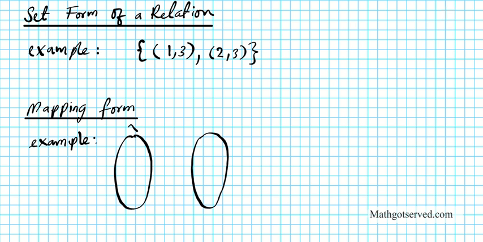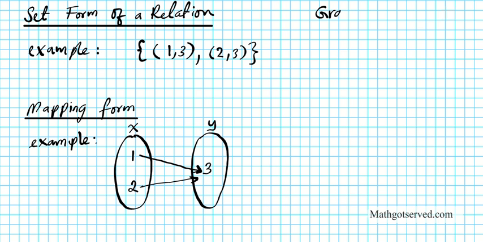So this would be the x's, and this would be the y's. And on the x side, I'll have 1, 2. And on the y side, I have 3. Basically, this mapping maps each x to a corresponding y. So this 1 gets mapped to 3, and then this 2 gets mapped to 3. So this is an example of a relation. In this formulation, the arrows indicate what pairs are being matched to each other. Okay? So 1 and 3 form an ordered pair, and then 2 and 3 form an ordered pair in the mapping form.